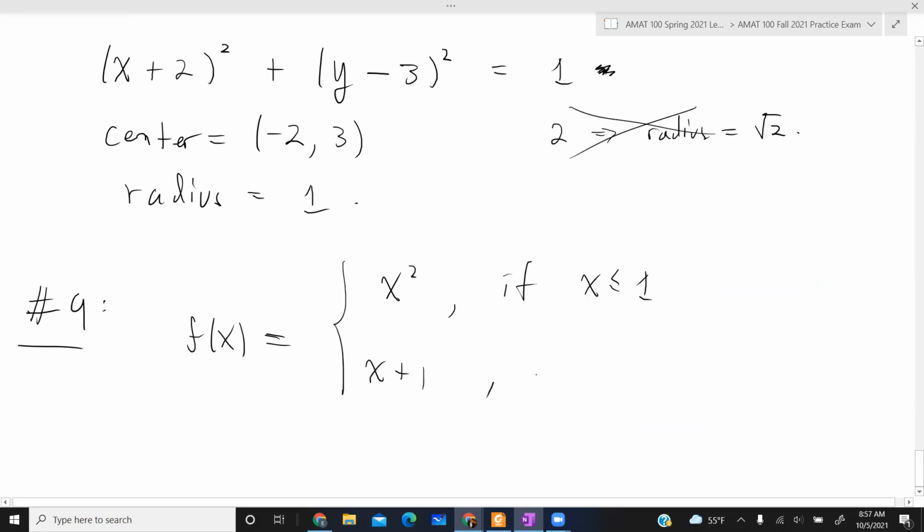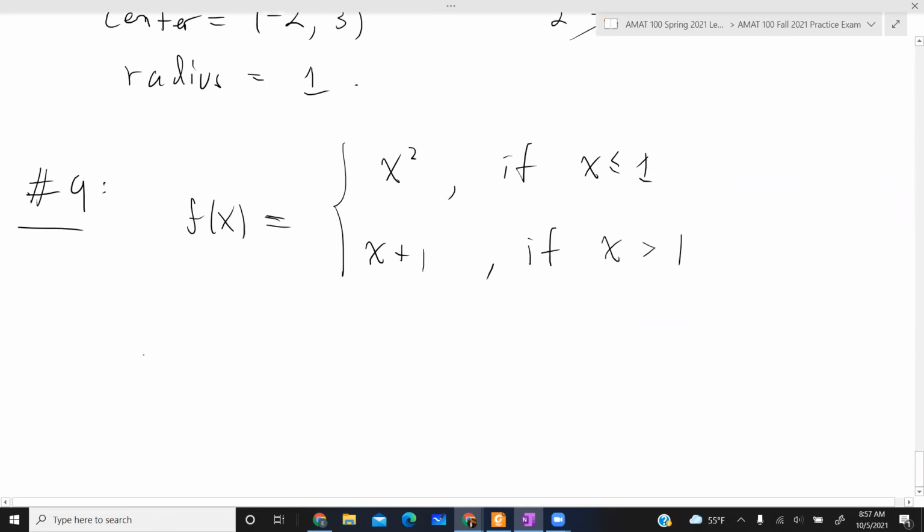So this is our piecewise function. First of all, we want to evaluate it at a couple numbers. The first one is -1. -1 is certainly less than or equal to 1. So that means we have to evaluate it according to this first definition right here.